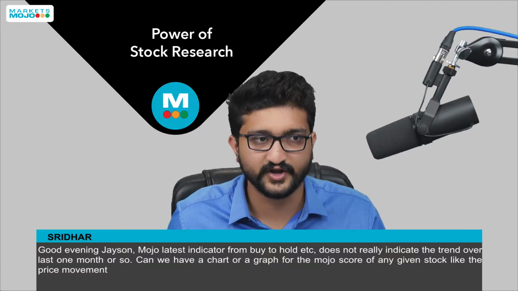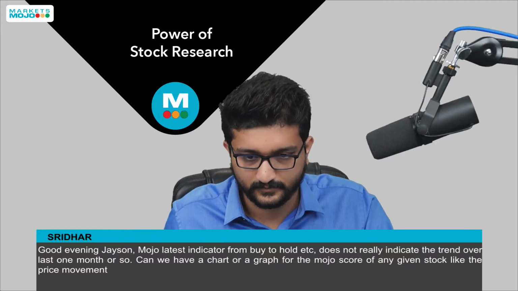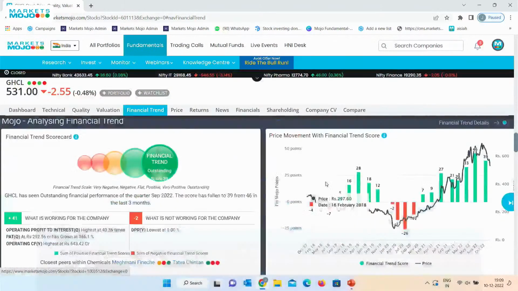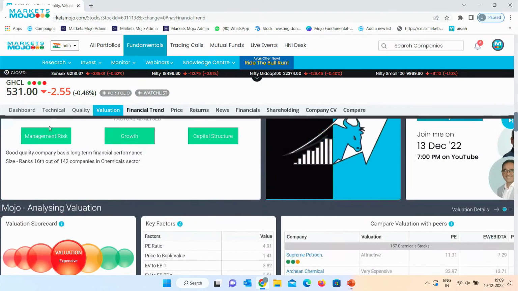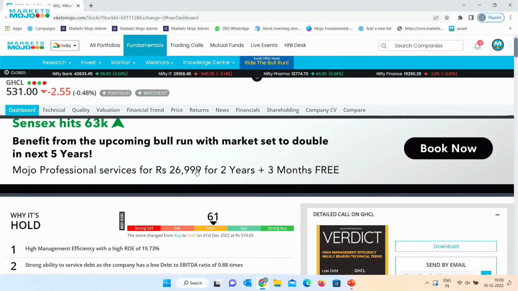You could just show my screen over here. I think the chart you're referring to is a longer term chart like this, with financial trend and price. I'll speak to my team and see if this is possible, but the recent one we have actually added is just the last score over here, which is this particular statement.